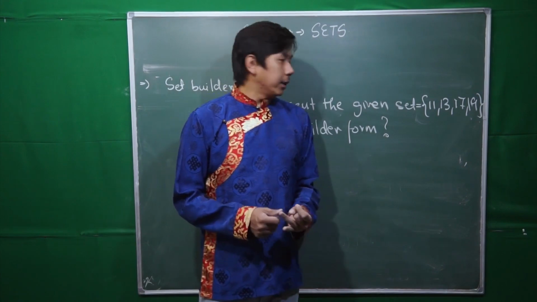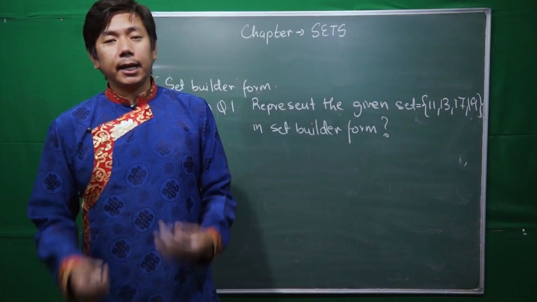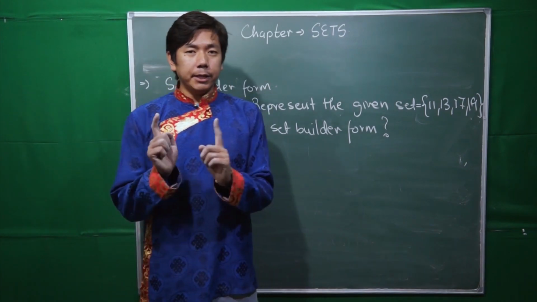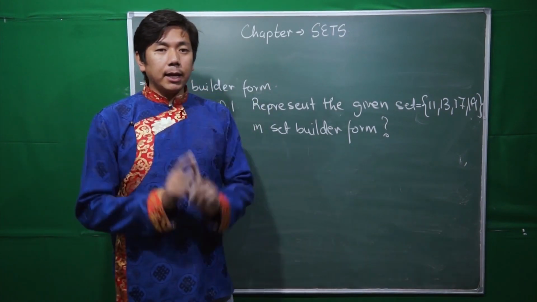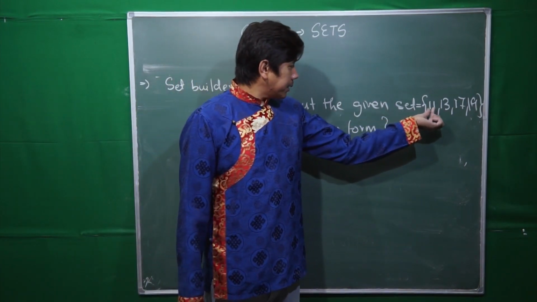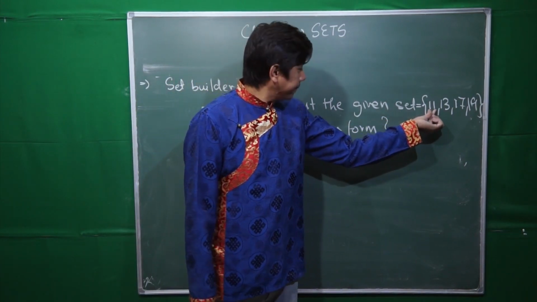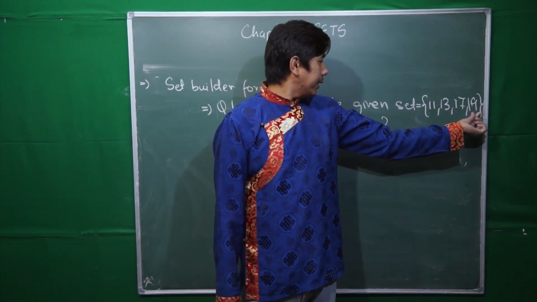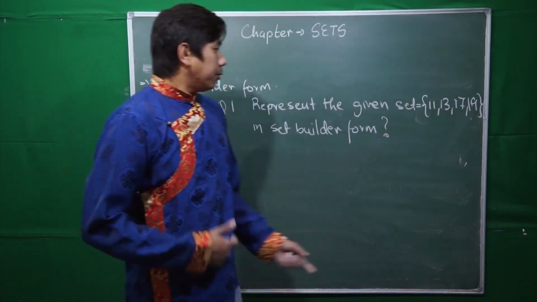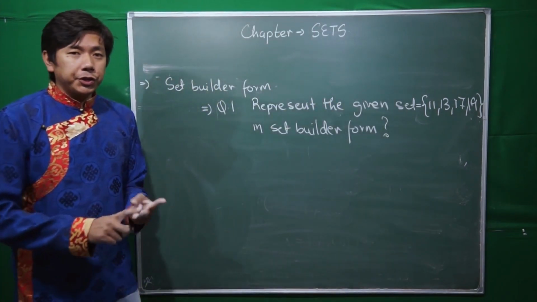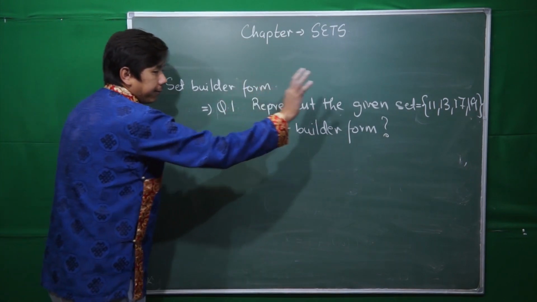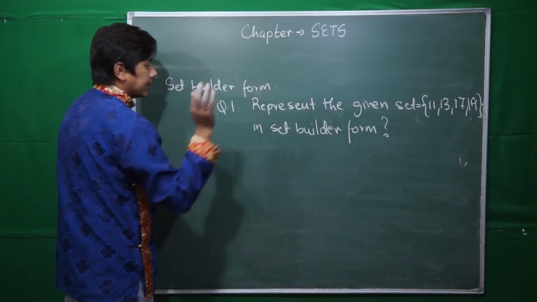11 is a prime number, 13 is a prime number, 17 and 19 as well. Second, we need to know the limitations within which the numbers lie. So the limitation is that it is greater than 10, and over here the limitation is that it is less than 20. Now we get two things: first, the nature and second, the limitations. Using these two things, we can represent the given roster form set in set builder form.